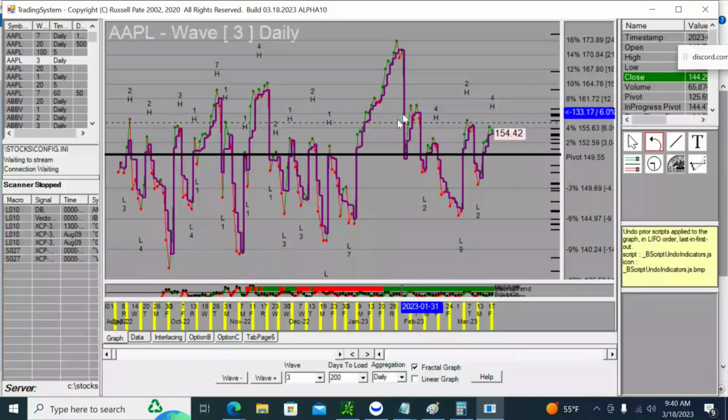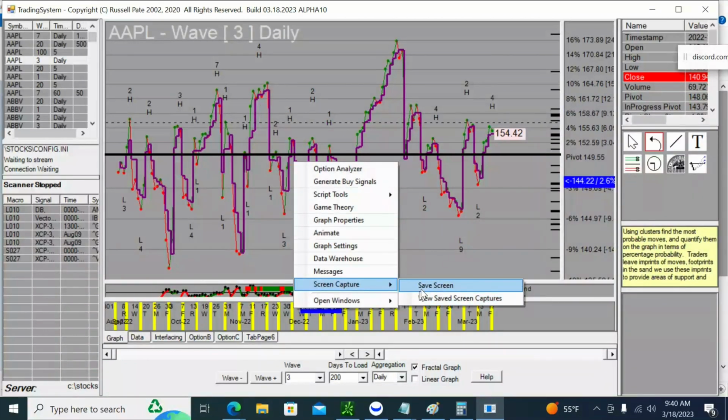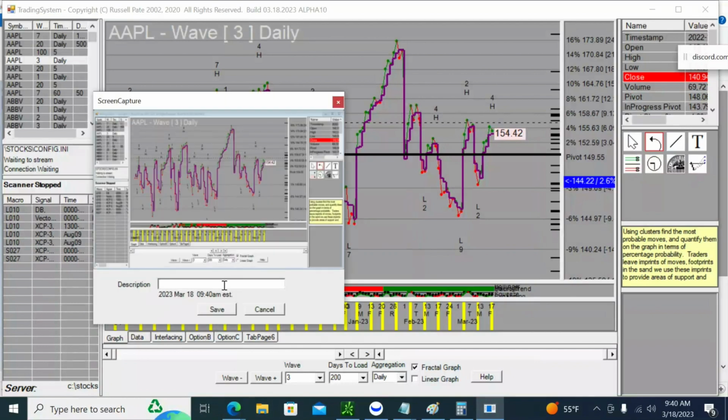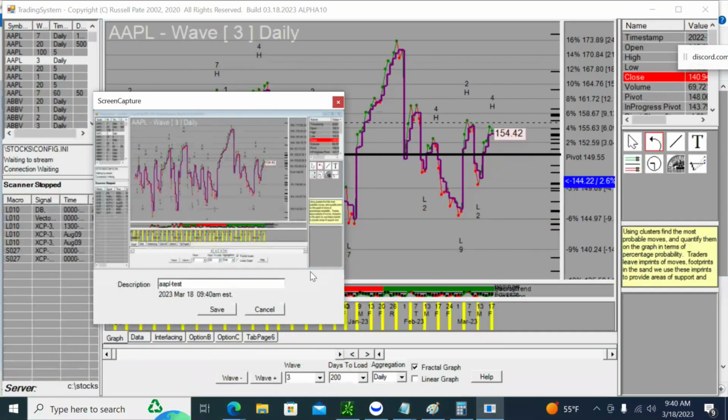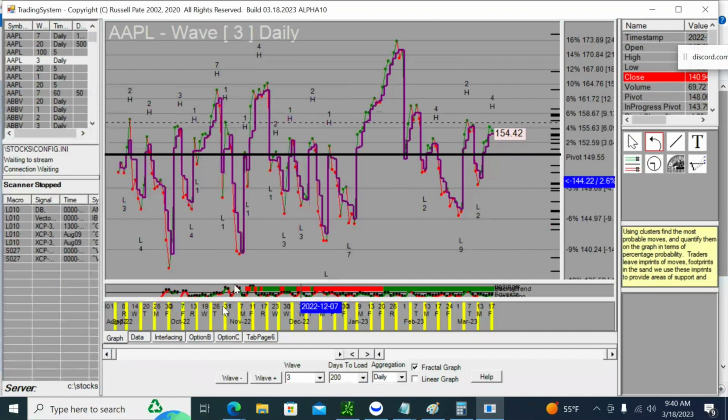In the day, and this is in production, so you can start using it if you want, I do a save screen, and I'll call it Apple test or something. There's also another part I'll be incorporating where you can do annotations onto the screen capture. So this is the screen capture right here, and you can draw on it. I use this for myself to save analysis so I can come back and check things.